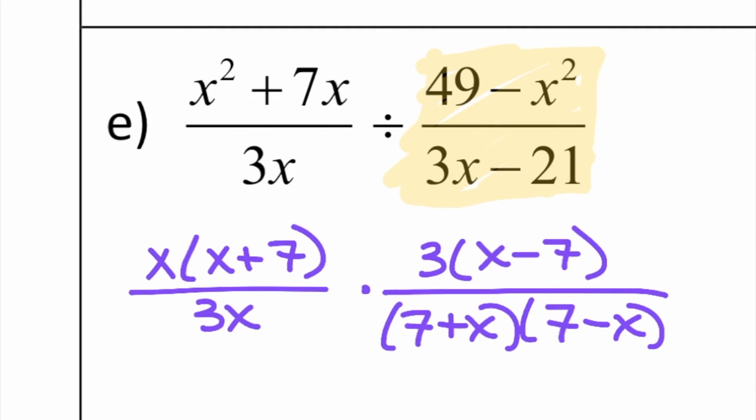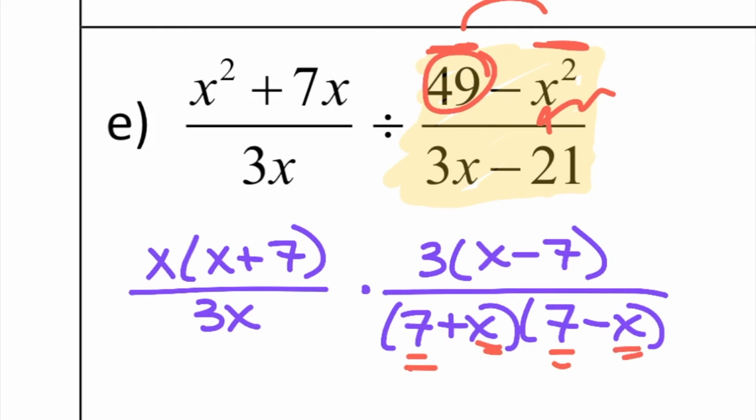Now, first of all, make sure you see up here that because the 49 is first, down here the 7's have to be first. And because the x is second, the x's have to be after the plus and minus signs there. Now, you have both factored and flipped, and now you can start canceling things. And I have an x and I have a 3, so I'm going to cancel both the x and the 3. I have an x plus 7 and 7 plus x. Those are the same thing.